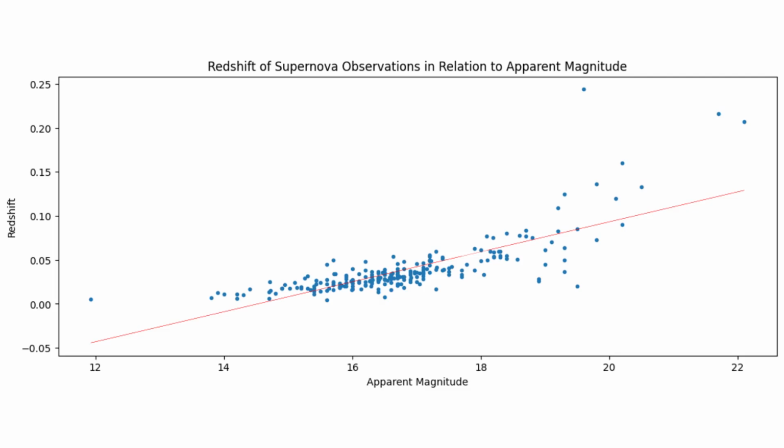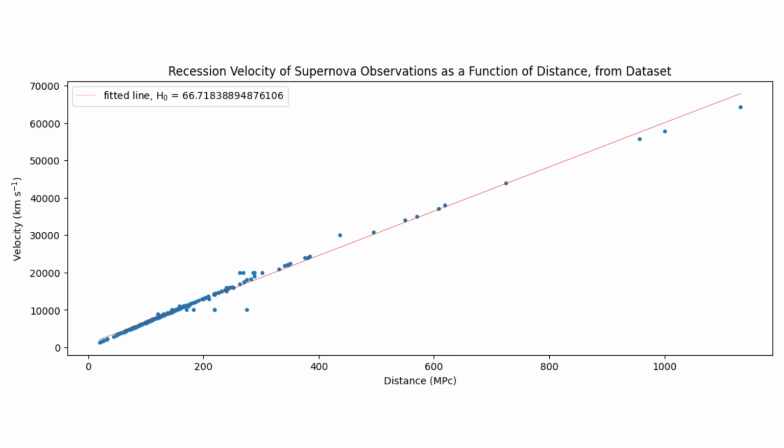The measured recessional velocities of these supernovae, as indicated by redshift, were then plotted against their recorded distance data, producing the highly linear plot seen here. The gradient of the line of best fit, superimposed in red, theoretically corresponded to the value of some constant of proportionality between the distance and recessional velocity, being Hubble's constant.